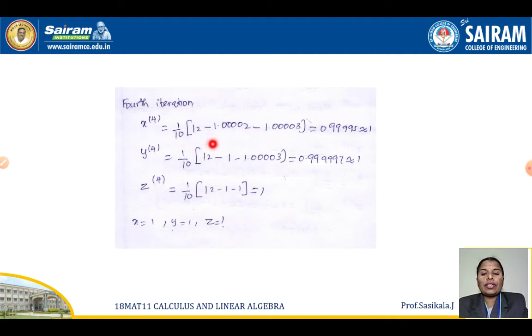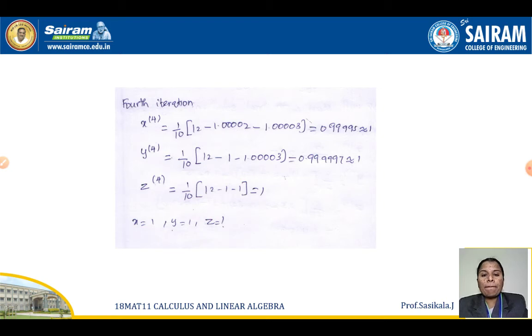Substitute in equation number 1. I'll get 0.99995. Approximately 1, isn't it? Because already the 9s you have got. And y of 4, what is that? 1 by 10 of (12 minus 1 minus 1.00003), right? So now this also is 0.999 I am getting. So it is approximately 1. And z of 4? Exactly I got 1.